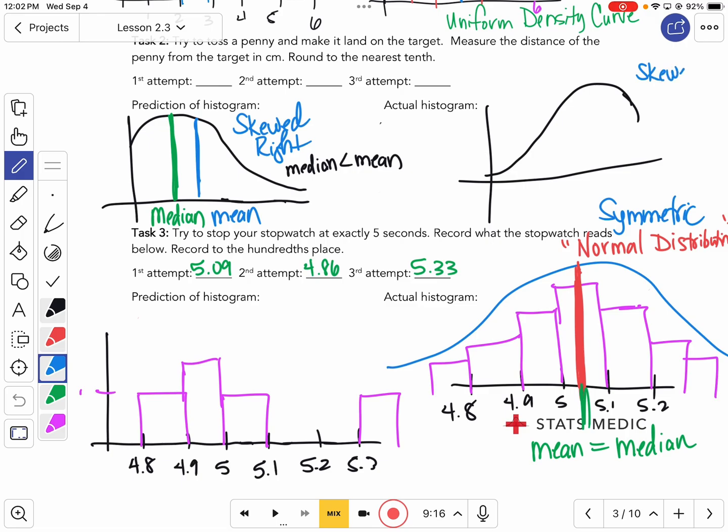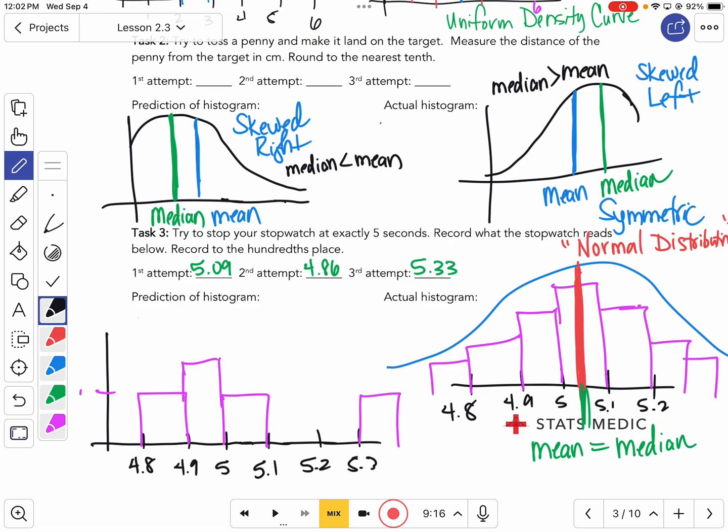Okay, so when we skew it left, my median is going to come second. And my mean would come first. And so in this one, the median's greater than the mean. Okay.